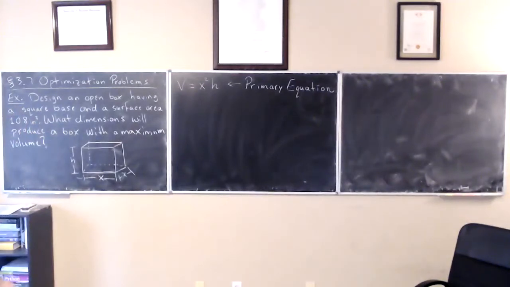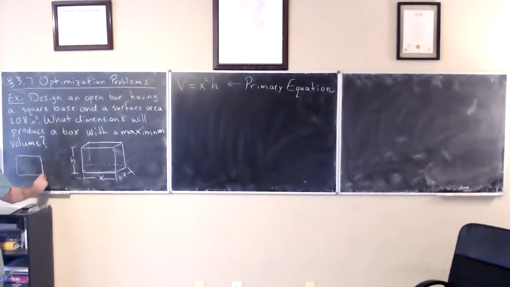So what else do we have that we're working with? This constraint, right? The surface area needs to equal 108 square inches. So what is the surface area for this box? If you just have some rectangle, the surface area is just x times y, right?